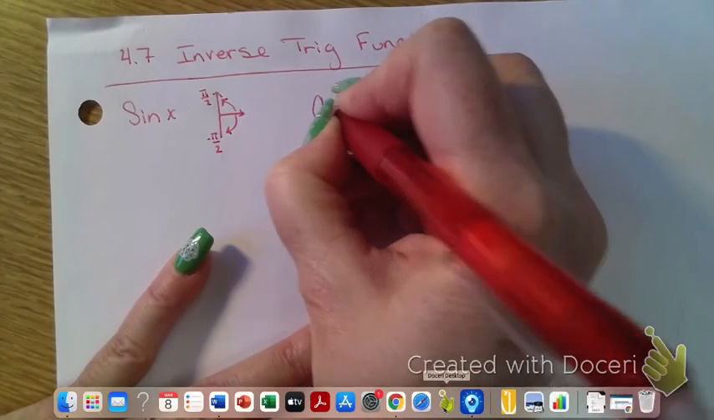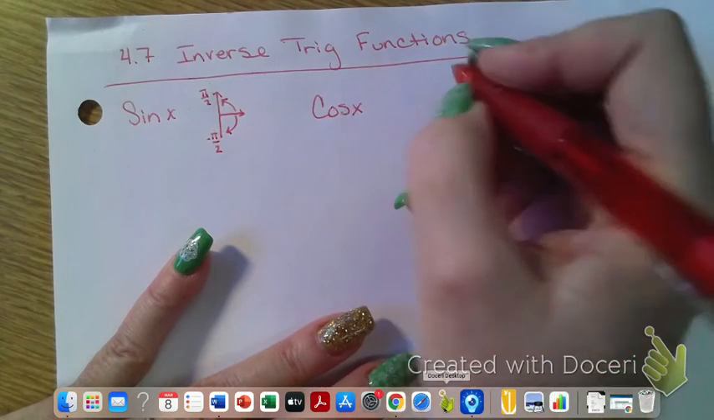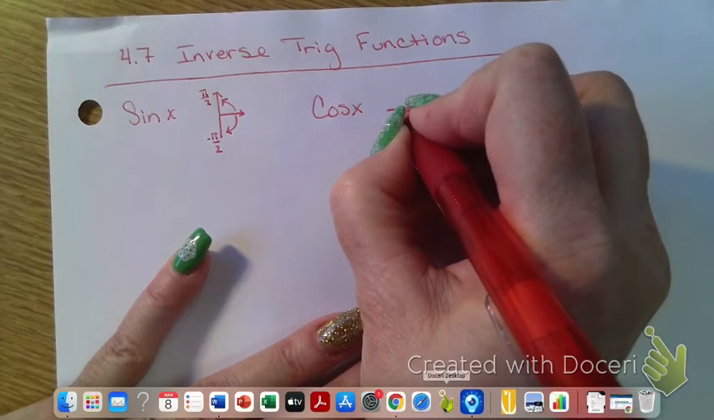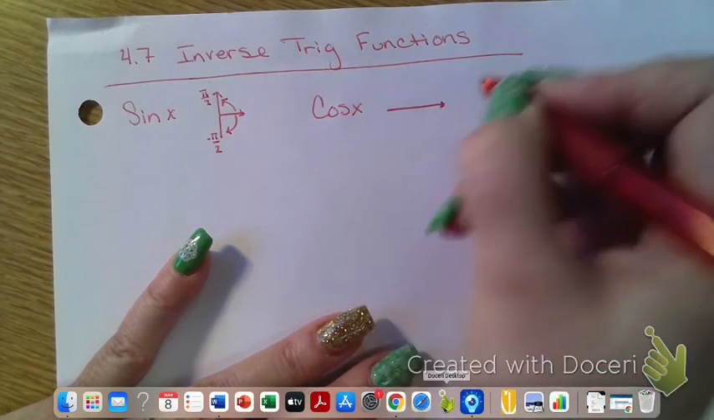Cosine of x is now what two quadrants? First and second. First and second.